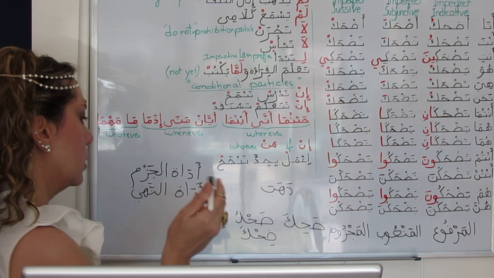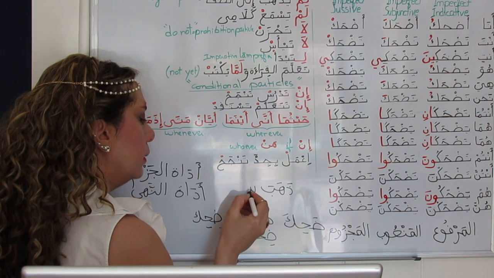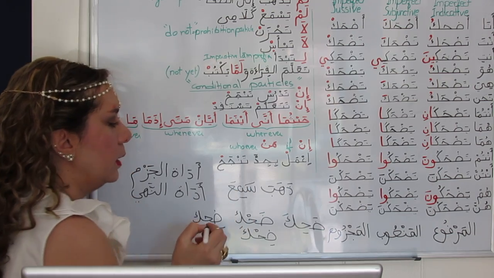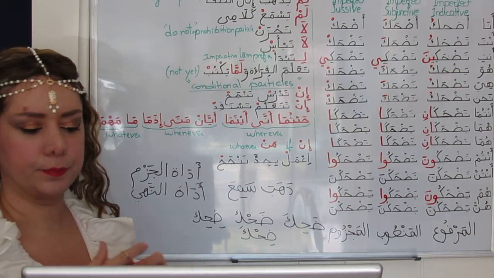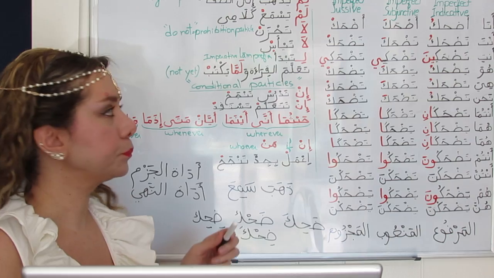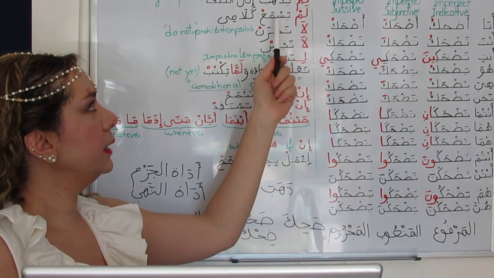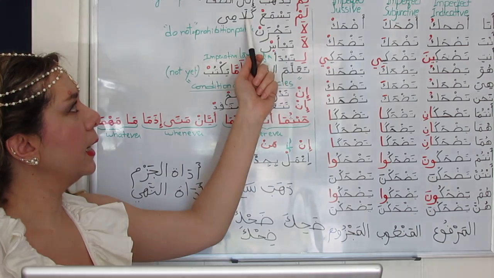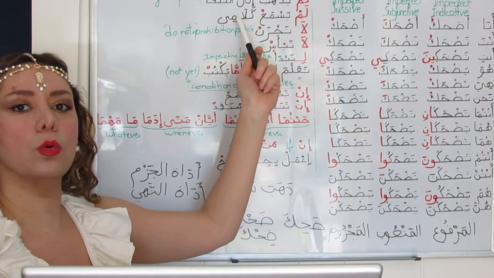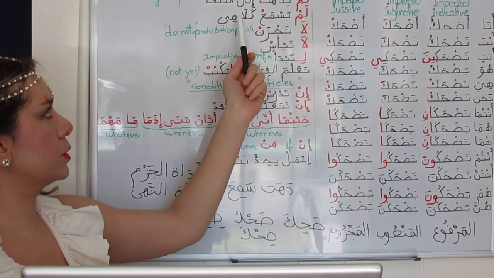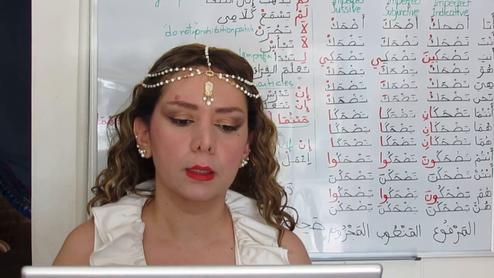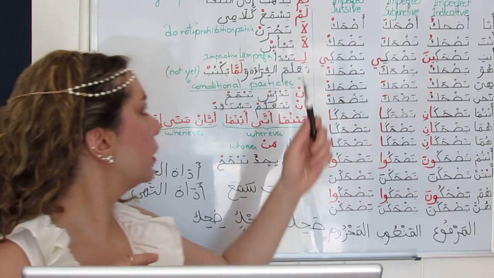لم يسمع كلامي. يسمع is from the verb سمع, which means to listen. So سمع, لم يسمع, imperfect in the jussive. كلامي, my words. He didn't listen to my words. The second particle, لا.